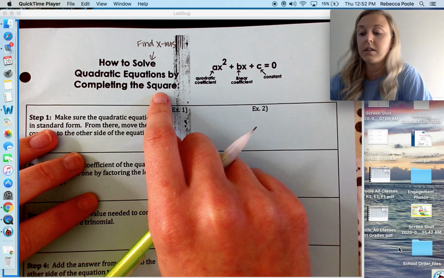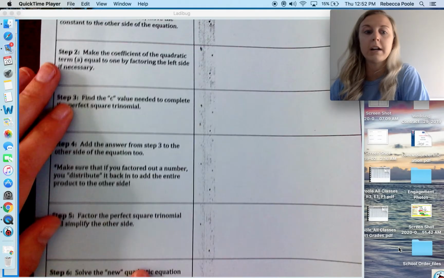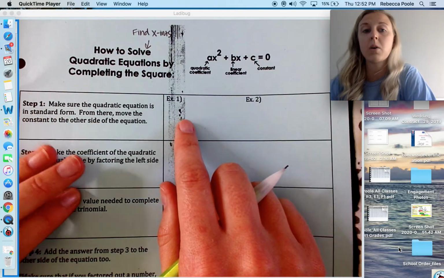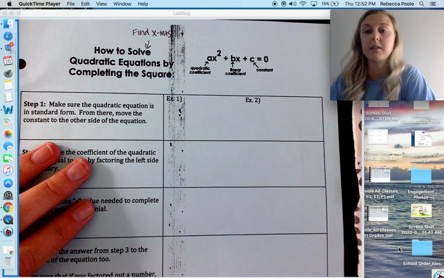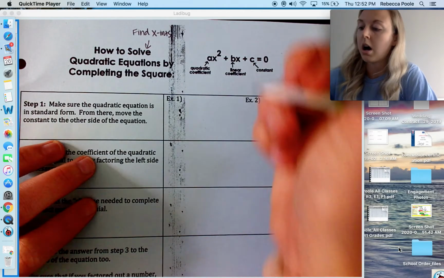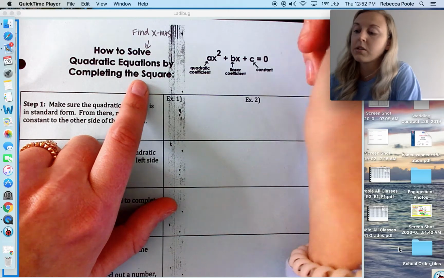Completing the square is a lot of steps. If you look at your guided notes from, like, 2 Fridays ago, it is a lot of steps. It is a decent amount of work, but it is the next best way to solve a quadratic when we can't factor or when graphing is going to take too long, all of those things. So we're finding the x-intercepts by completing the square.